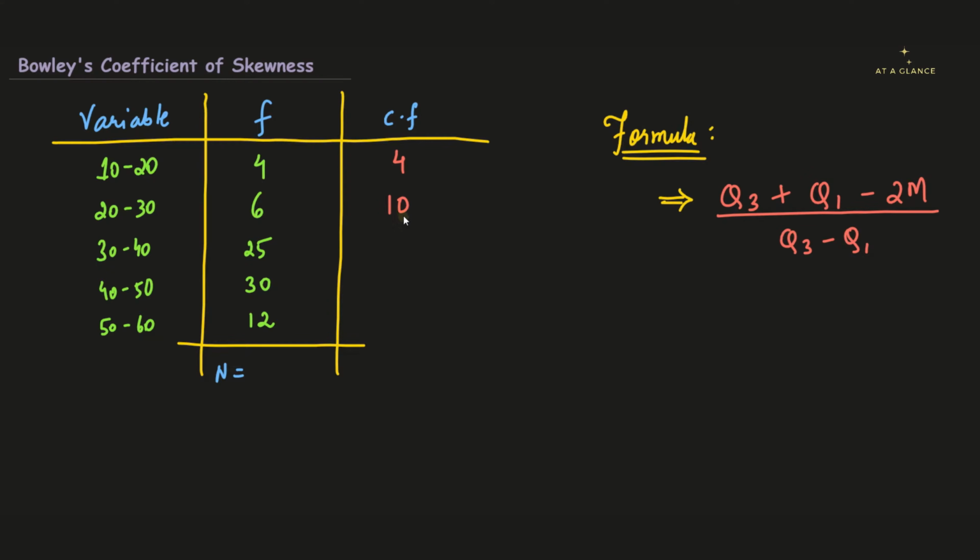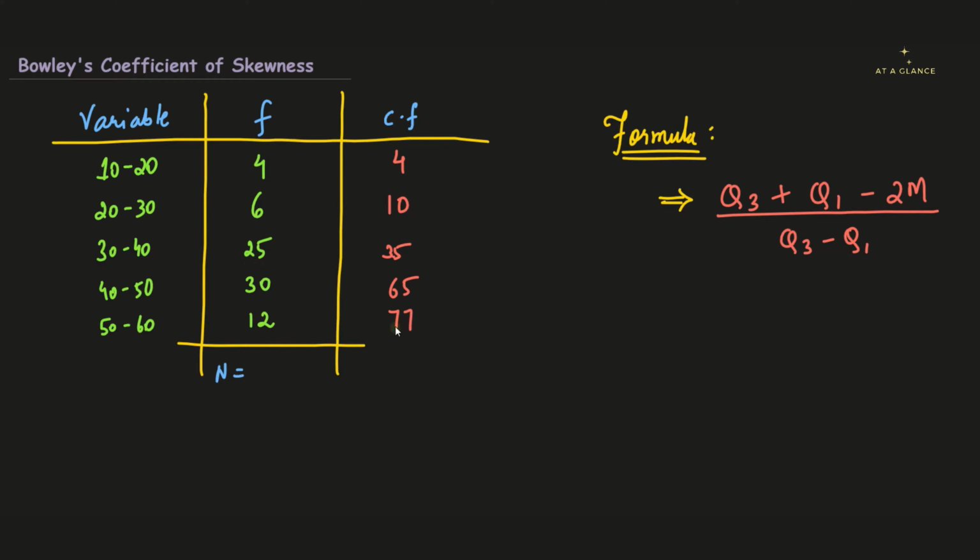Remember the formula for finding out the next cumulative frequency, you will have to add the previous cumulative frequency with the next frequency. That is 10 plus 25, we get 35. This is the next cumulative frequency. Similarly, we'll find out the next, that is 35 plus 30, we get 65. The next cumulative frequency is 65 plus 12, that is 77.